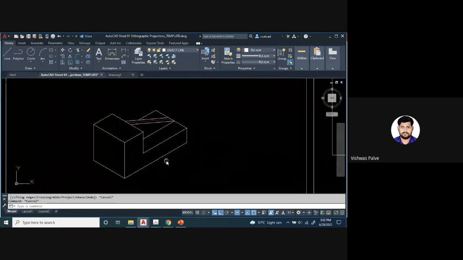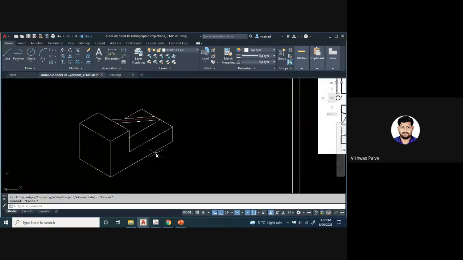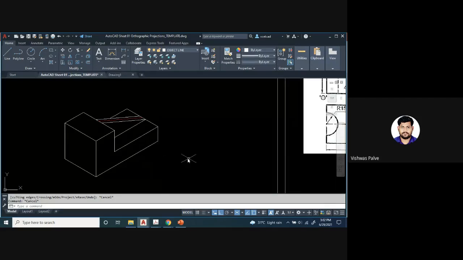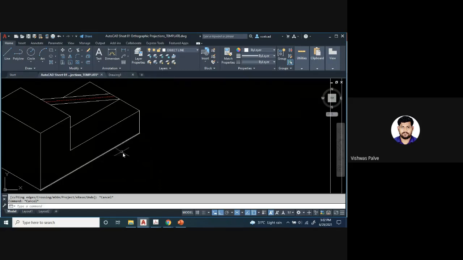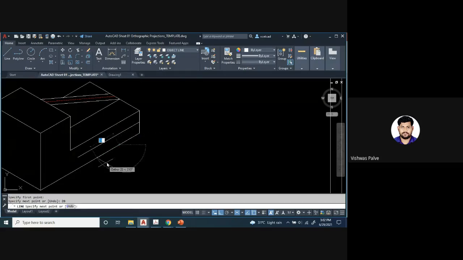Okay, now this was the part. Now we have to draw the slot here. For drawing a slot here also we have to follow the same method. Let us see how to draw that. L enter. I will take this distance now as 20. L enter, from this point 20 millimeter. I'll keep this line as it is and delete this.